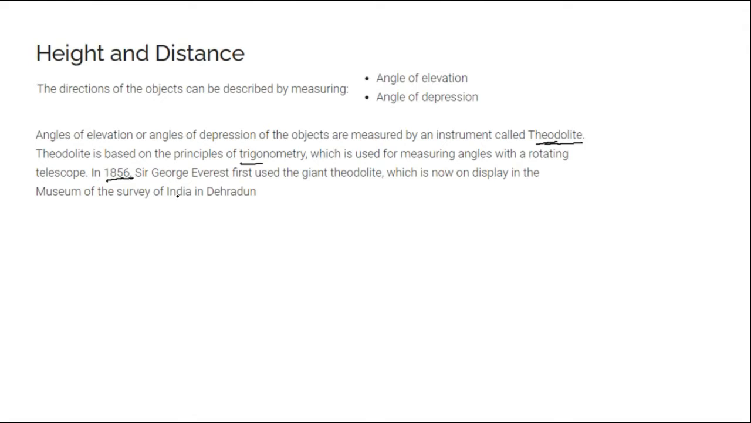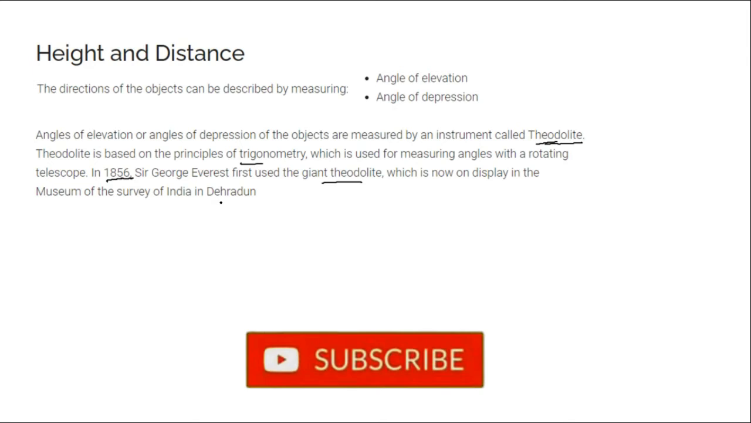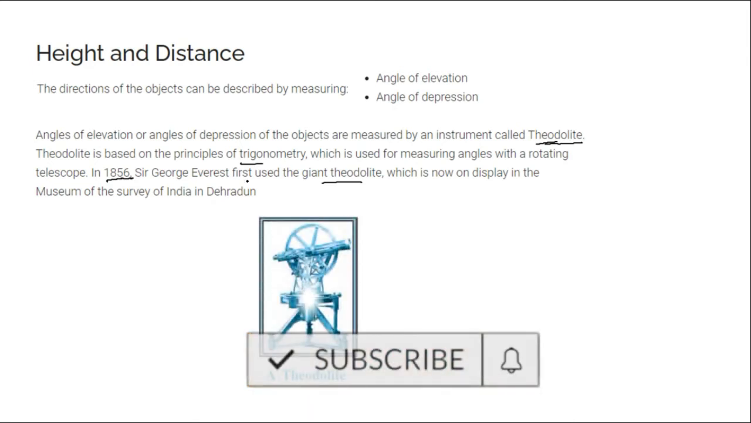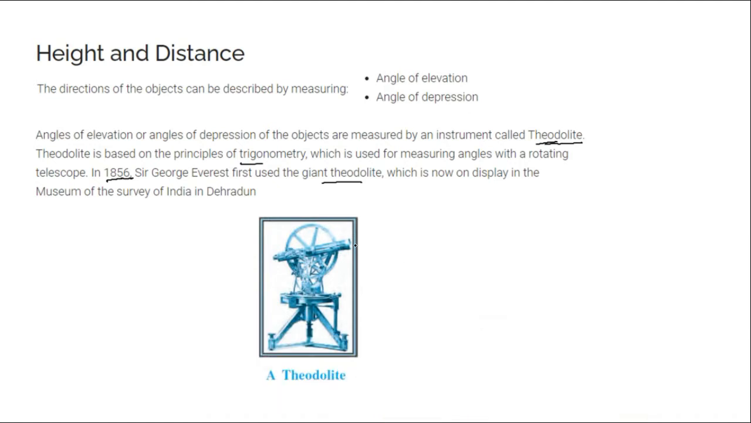In 1856, Sir George Everest first used a giant theodolite, which is now on display in the Museum of the Survey of India in Dehradun. Here you can see the image of a theodolite. It has a rotating telescope. Using this, angles are found. Angles are measured.